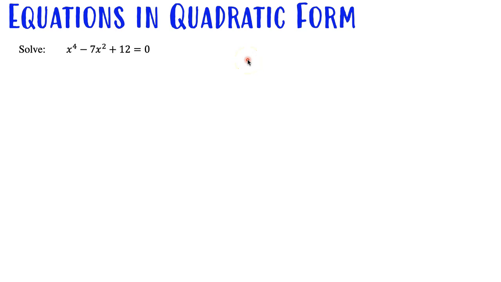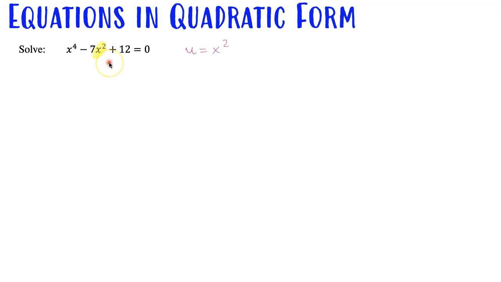Hi, in this video we're going to go over one example of different types of equations that we can eventually put in quadratic form. This is going to be the case where you see that the leading power is x to the fourth, but where I'd like you to direct your attention is actually to the b term. So here we see an x squared.